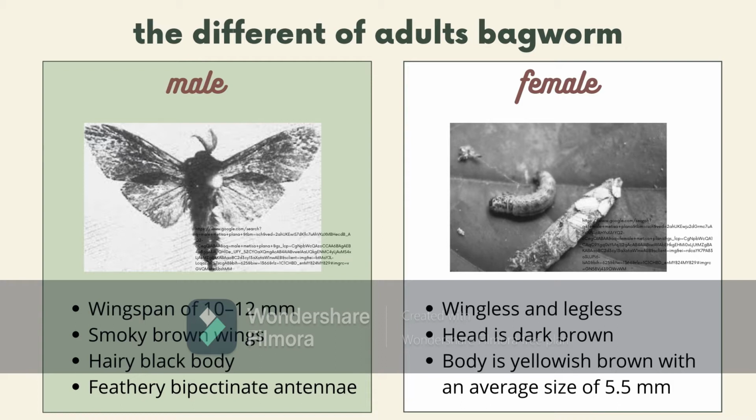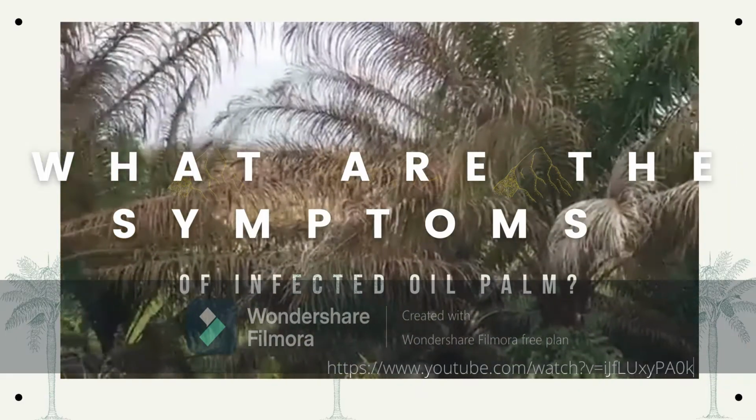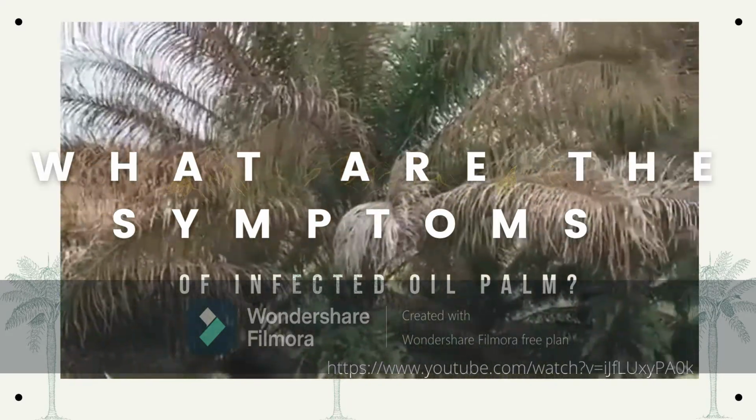The adult female is wingless and legless, with a dark brown head and a yellowish brown body with an average size of 5.5 mm. Meanwhile, the male has a wingspan of 10 to 12 mm with smoky brown wings and a hairy black body. The male bagworm's head is chubby and his antenna is feathery, or pectinate. Damage in oil palm trees is caused by larvae of the bagworm.